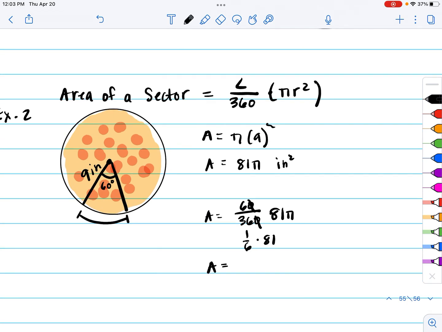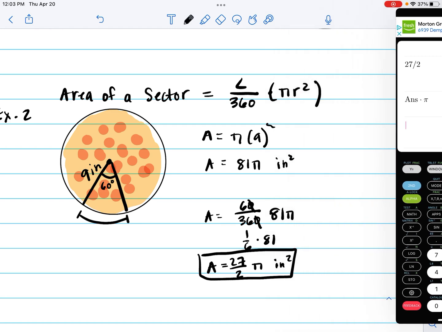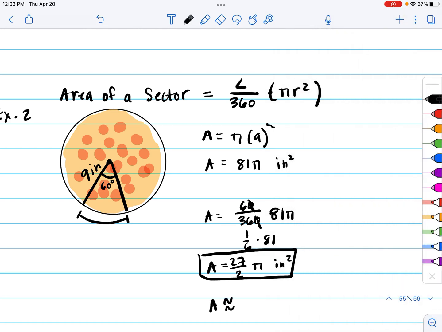The exact answer would be 81 divided by 6. They're both divisible by 3. So we could say 27 over 2 pi inches squared. That's the exact answer. If we use a calculator, 27 divided by 2, multiplied by pi, that's equal to 42.41. So the area of this particular section, or the slice, is equal to 42.41 inches squared.